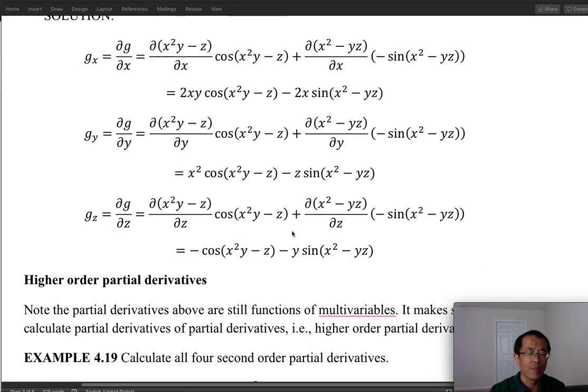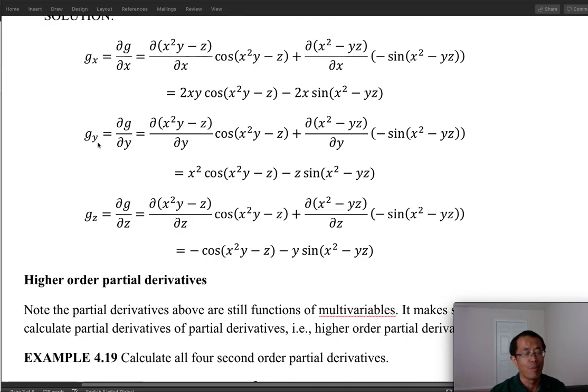For this time, we move a little further. Before I move further, we can take a quick look. Partial derivatives are created for functions of multiple variables. This is g sub x, the partial derivative with respect to x. According to the result we generated, it is still a function of multiple variables, three variables. So accordingly, we can continue to get the partial derivatives of this partial derivative.